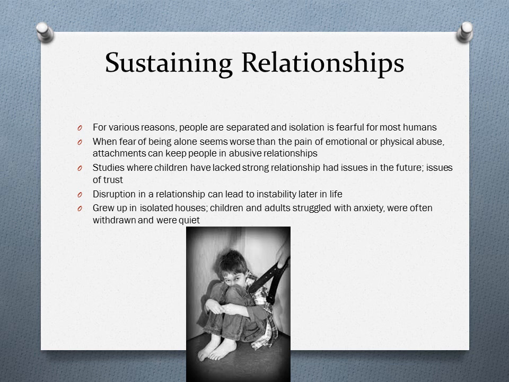Disruptions in relationships can lead to instability later in life. So if you're a child that went from foster home to foster home to foster home, you might never really feel like you had a sense of group dynamics, and then you really struggle later in forming relationships. Those who grew up in isolated households: there were studies showing that children and adults struggled with anxiety, were often withdrawn, and were very quiet. So some of those cases where you see a hard time building relationships are going to affect one later in life, according to various studies.